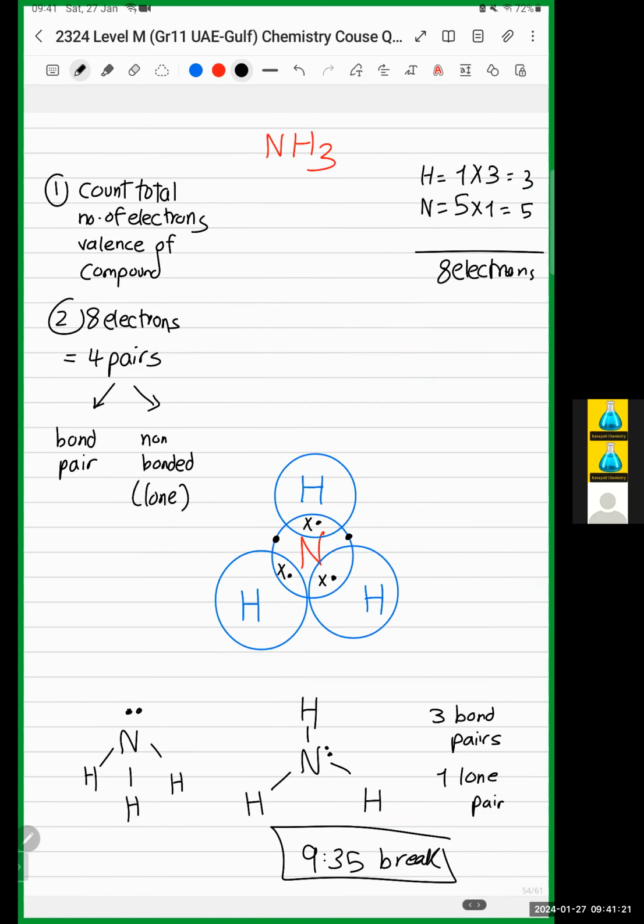Another method is to count the total number of electrons. For example, for NH3, it has 3 valence electrons for hydrogen and 5 for the nitrogen, so 8 electrons total. 8 electrons, if you divide them by 2, you have 4 pairs of electrons. The electrons can be bond pairs, like between the atoms in the overlap, or non-bonded, which are here. They are not used for bonding. If you have 4 pairs for the ammonia, the nitrogen is N, 3 of them are used with the hydrogens, and 1 is non-used. So you have a total of 8 electrons. This is 1, 2, and this is 3, 4, and this is 5, 6. And then this is the other electrons.